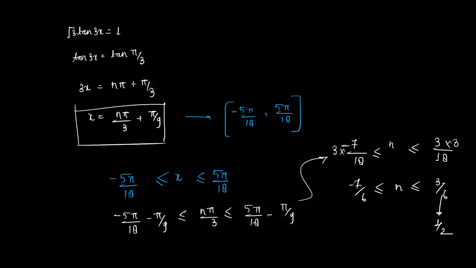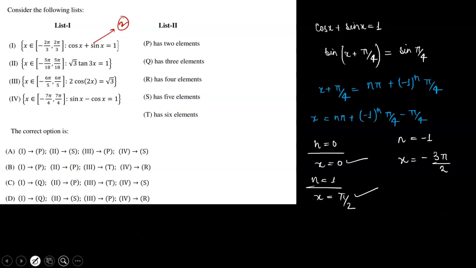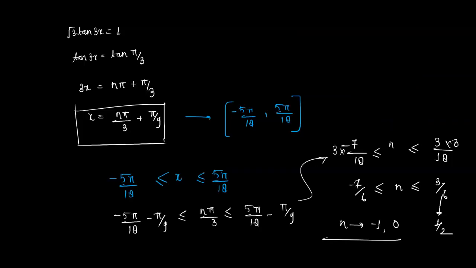So for this we will have n as minus 1 and 0. Okay, since n cannot be a fractional number or any irrational number, it will be only an integer. So in this interval we will have only two integers, which will be minus 1 and 0. So it will also have two elements. Okay, so let us check the third part.